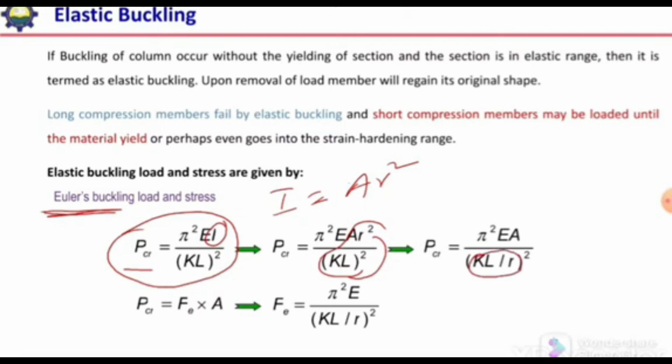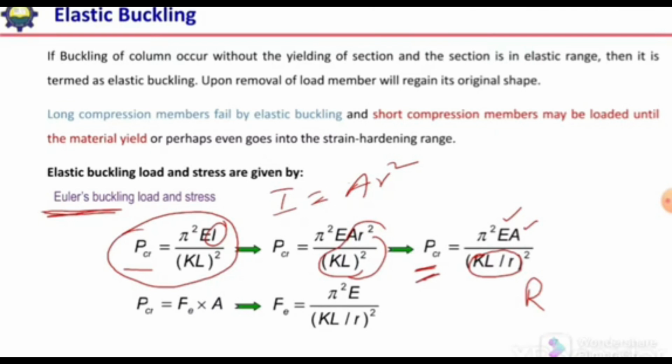This term KL over r is the slenderness ratio. We can see here the critical buckling load is directly proportional to the elastic modulus of the section and the area of the section, and it is inversely proportional to the square of the slenderness ratio. So for members with larger slenderness ratio, the critical buckling load will be smaller.